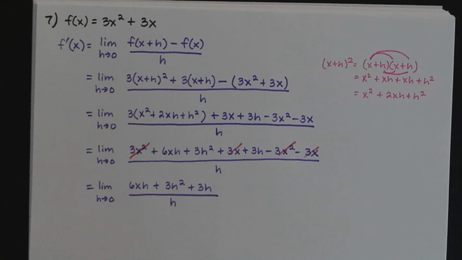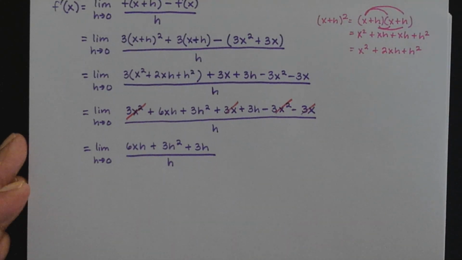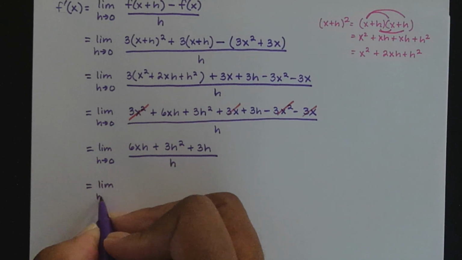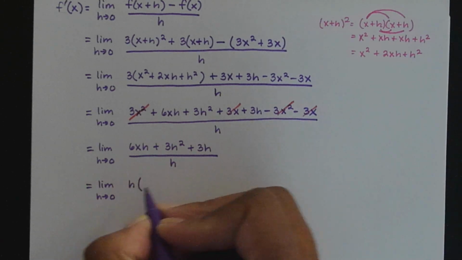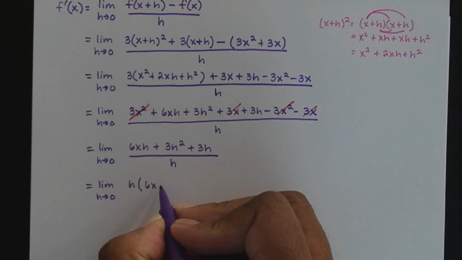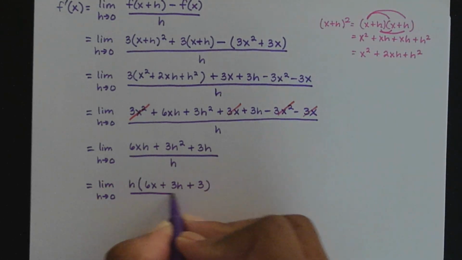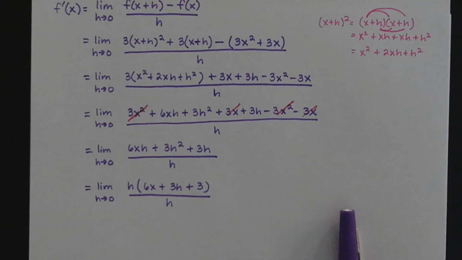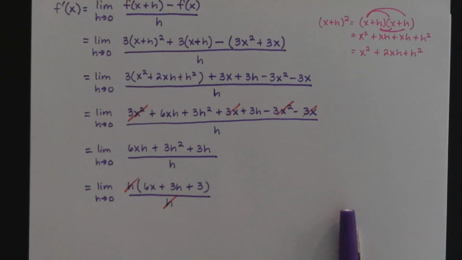And then the next step would be to factor the numerator. What can be factored out of that numerator? The h. And notice I'm bringing down this limit notation as h approaches 0 on each line. Okay, so here, factor out the h. This will be 6x plus 3h plus 3, divided by h. And what can be divided out in this problem? The h. H divides out.